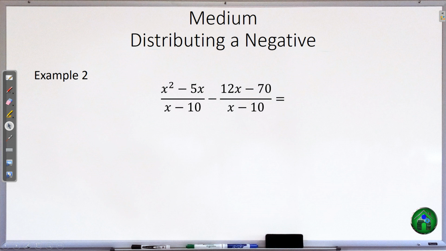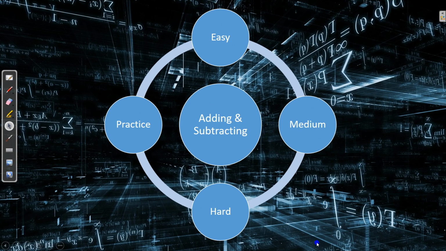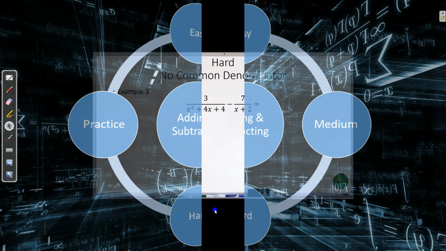Time for the hard one. Hopefully you can guess what will make these hard. It's the same thing that made these types of problems hard in elementary school.